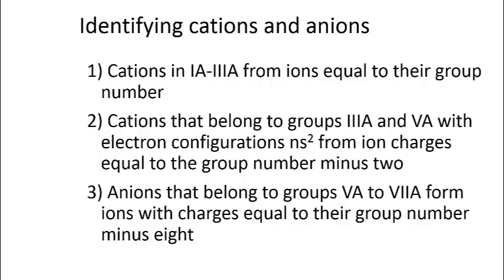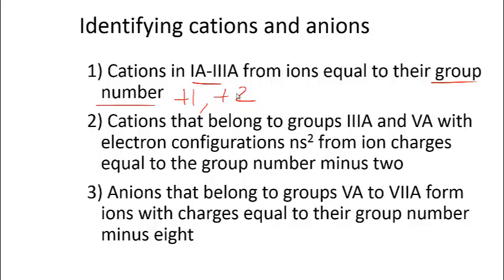So, to summarize, cations that belong to groups 1A through 3A that have noble gas or pseudo-noble gas cores tend to form cations that are equal to their group number. So the alkali metals are part of group 1A. They all form +1 cations. The alkaline earth metals are part of 2A. They all form +2 cations.